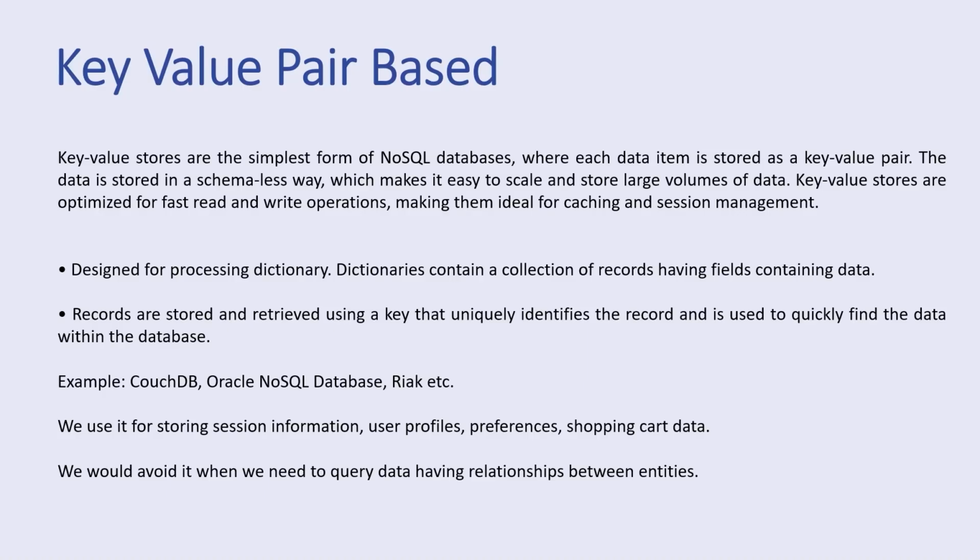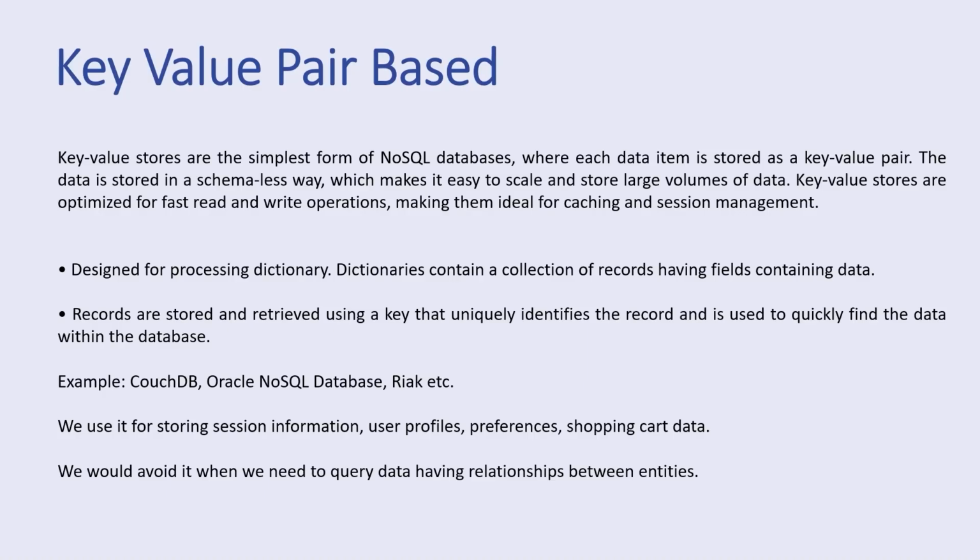Key-value pair. Key-value stores are the simplest form of NoSQL database, where each data item is stored as a key-value pair. The data is stored in a schema-less way, which makes it easy to scale and store large volumes of data. Key-value stores are optimized for fast read and write operations, making them ideal for caching and session management.